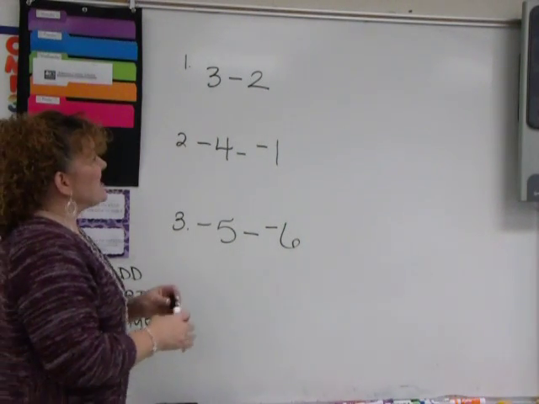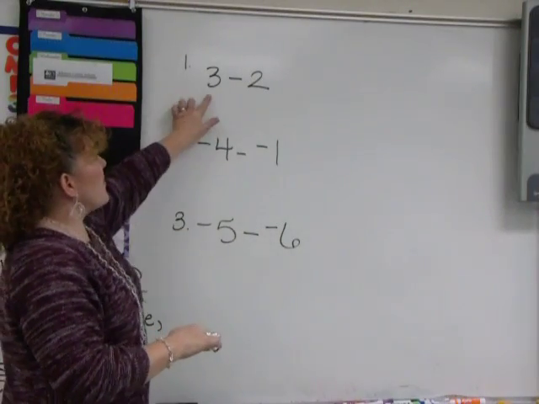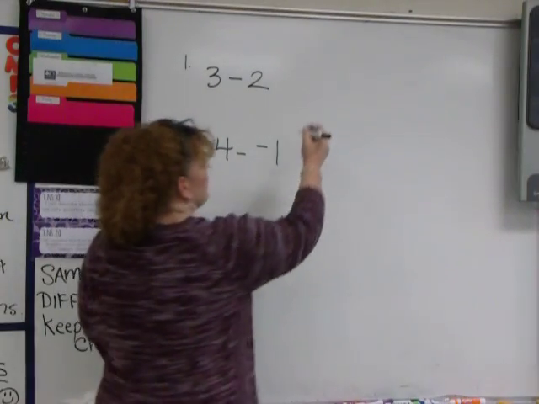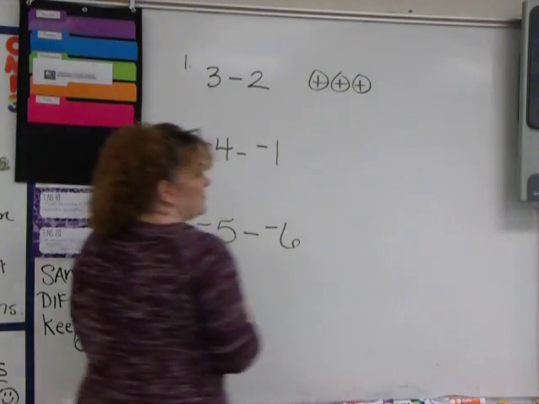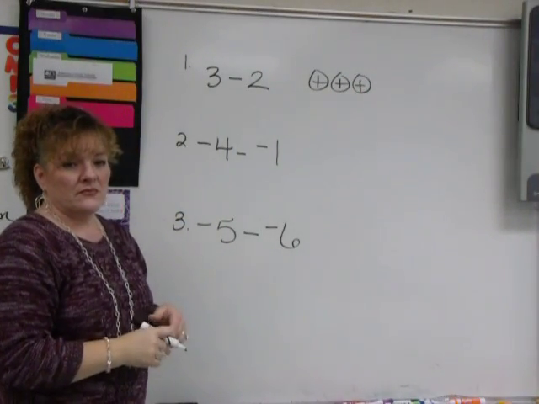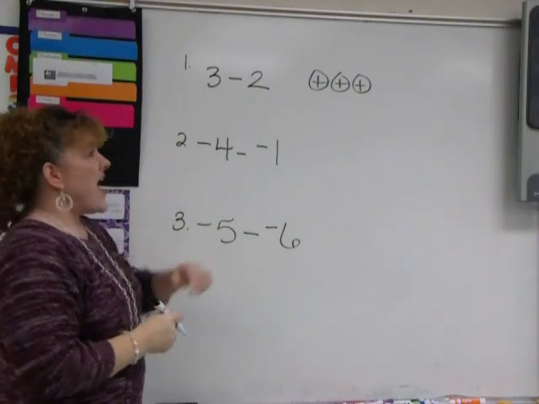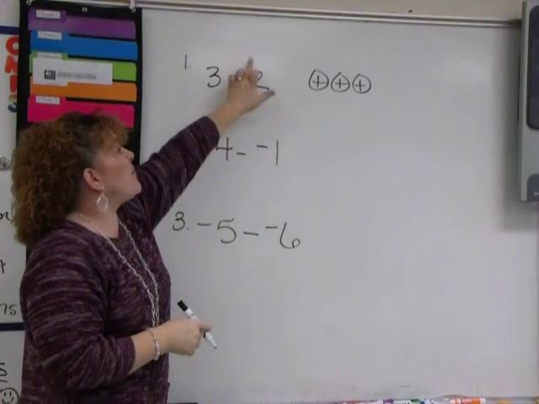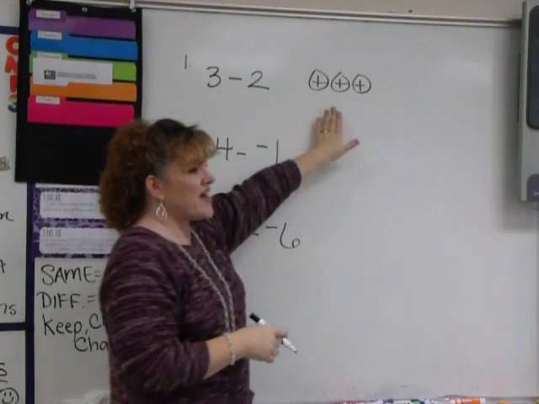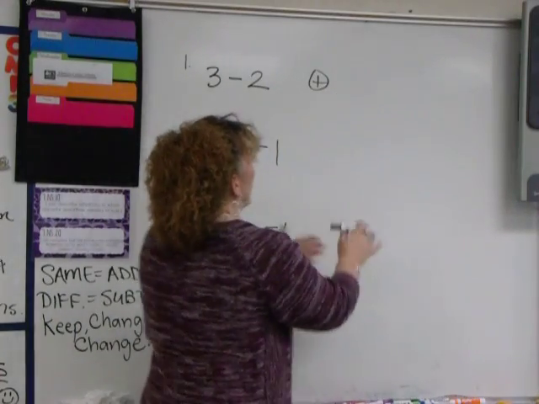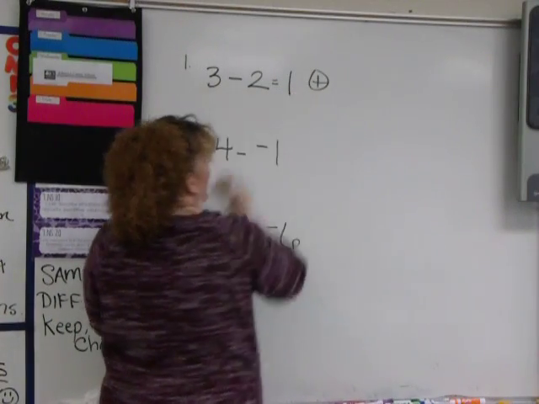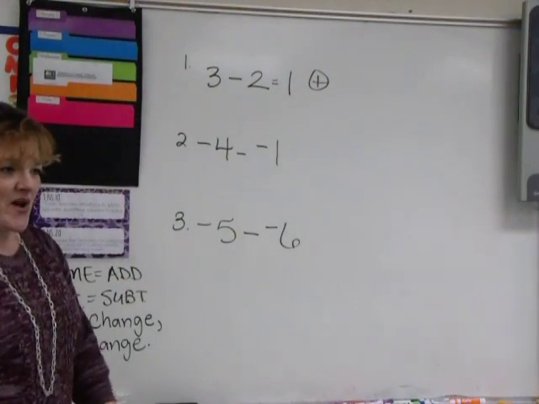So, if I start with 3 positive chips, 1, 2, 3, and I have to take away 2 positive chips. Do I have 2 positive chips? Yes. I take them away, and so I end up with 1 positive chip. That's the answer, positive 1.